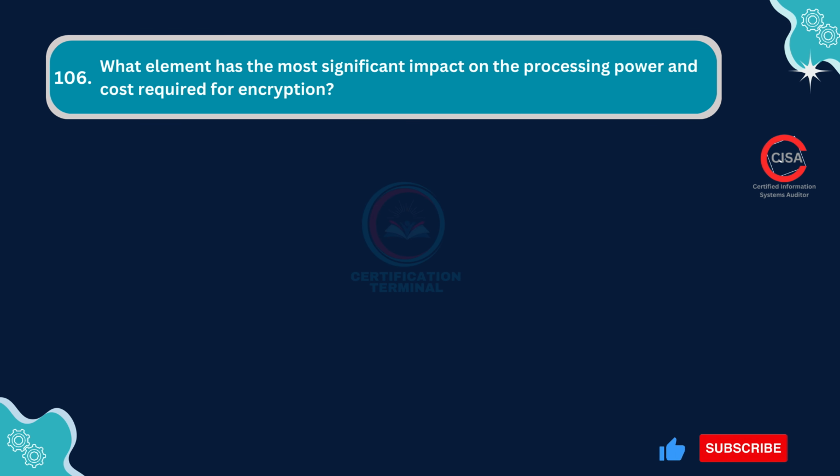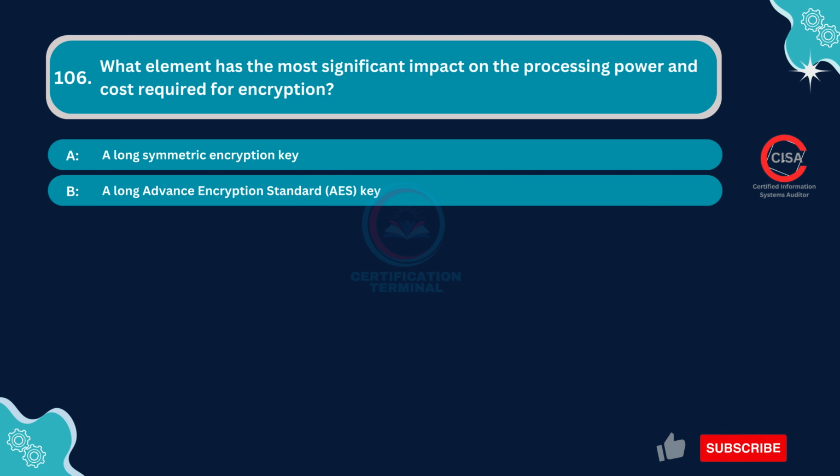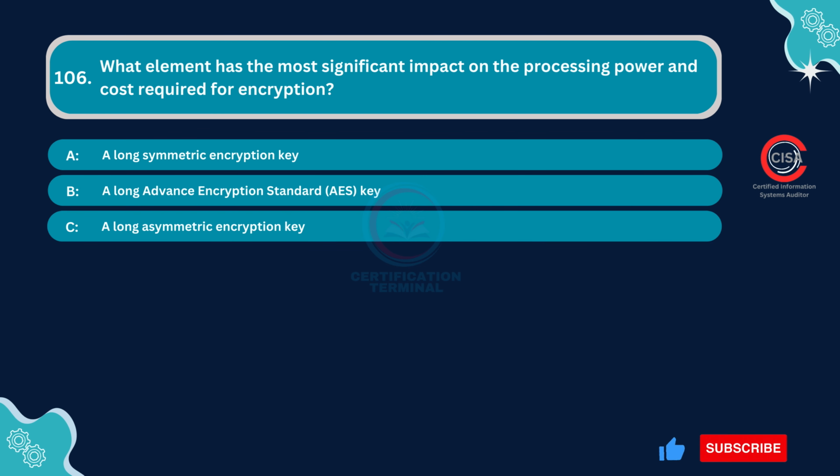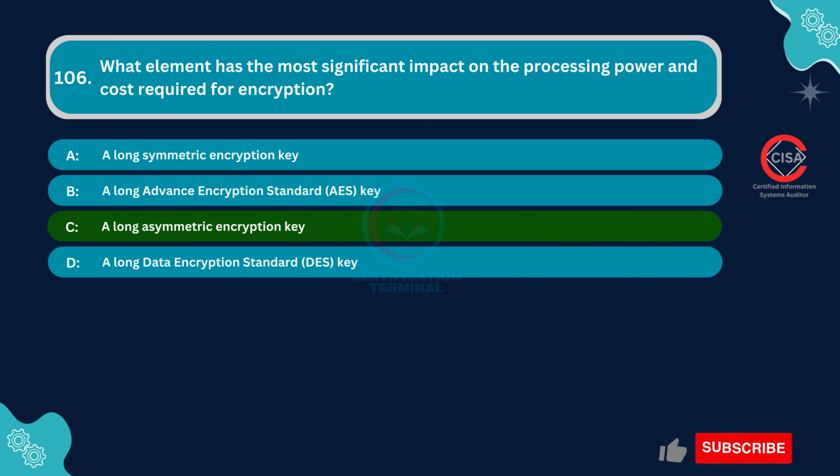Question number 106. What element has the most significant impact on the processing power and cost required for encryption? Option A, a long symmetric encryption key. Option B, a long advanced encryption standard key. Option C, a long asymmetric encryption key. Option D, a long data encryption standard key. The correct answer is Option C, a long asymmetric encryption key.